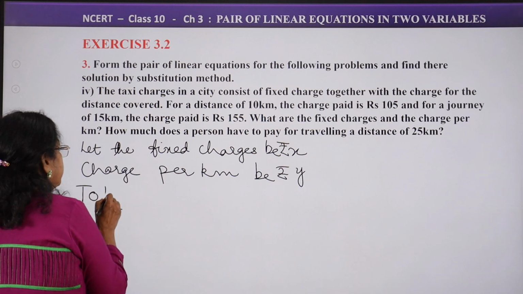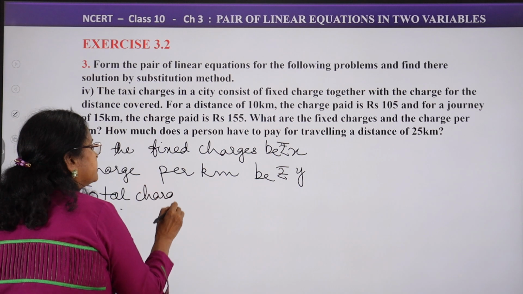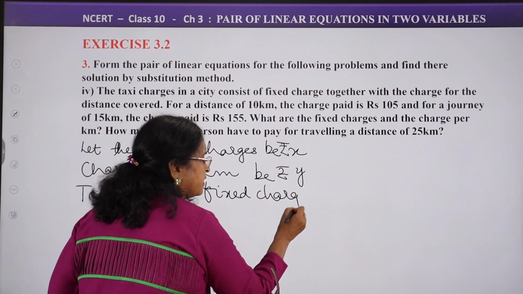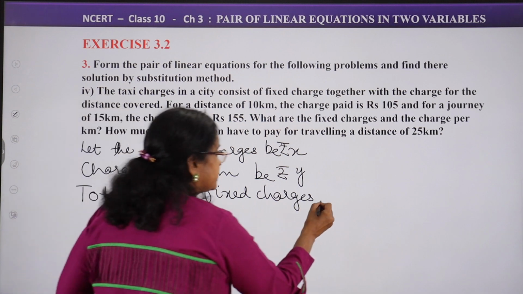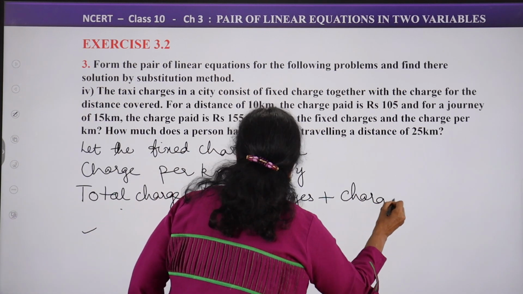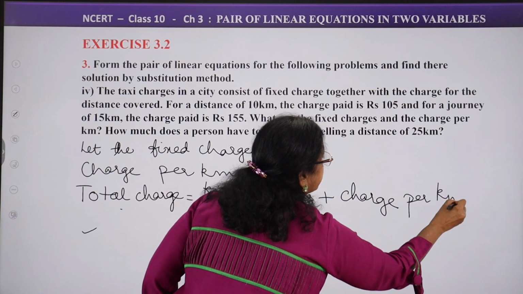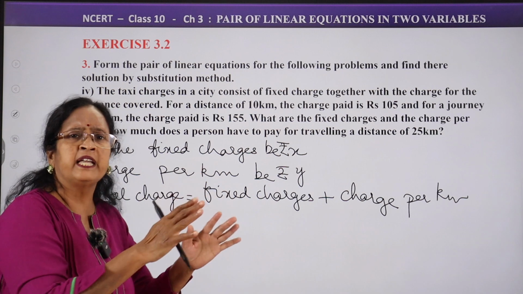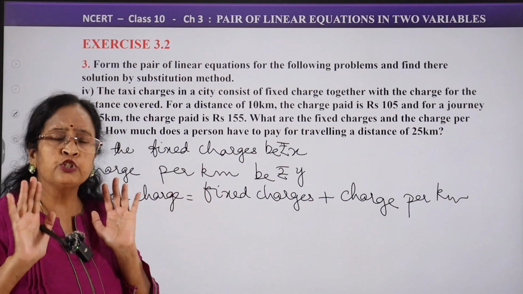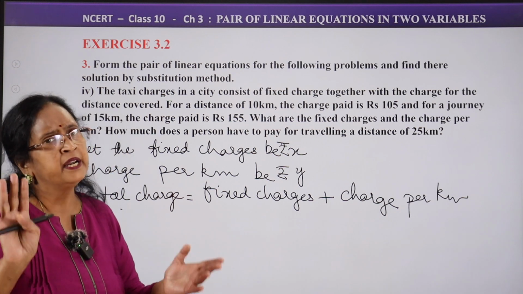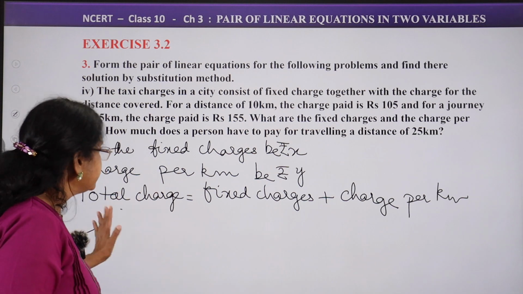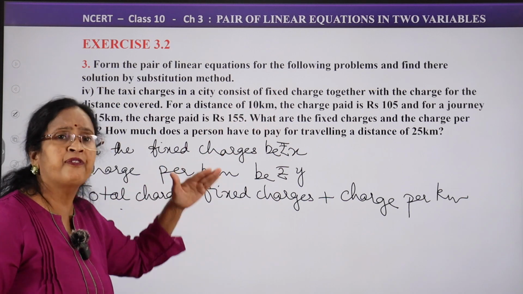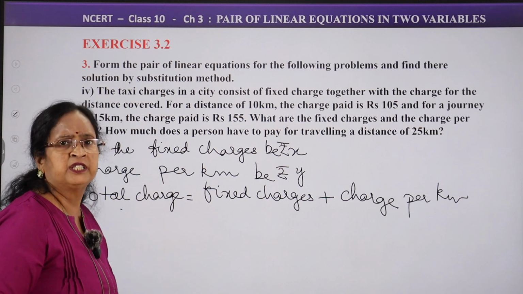Total charge as per the question, total charge is fixed charges plus charge per kilometer. That is the total charge. That is, for some distance it is fixed, and beyond that it is charged per kilometer. So the total charge is fixed plus charge per kilometer. That is done. Now based on this formula, this statement as given in the question, we will frame the linear pair of equations. Alright.